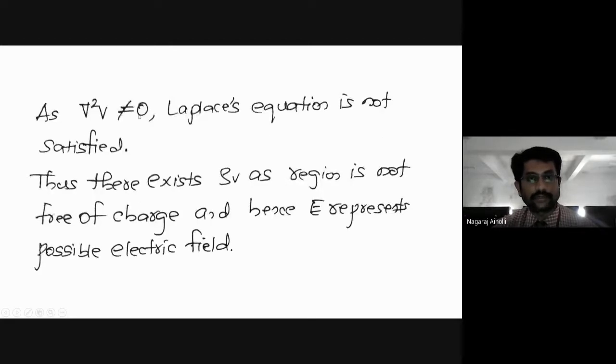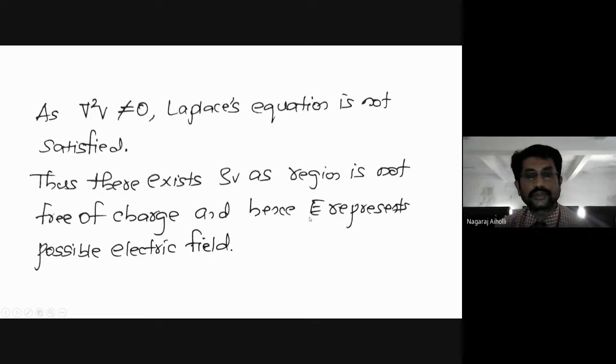As del square V is not 0, Laplace equation is not satisfied. Thus, there exists rho V as the region is not free of charge, and hence E represents a possible electric field. E represents the possible electric field in that region.